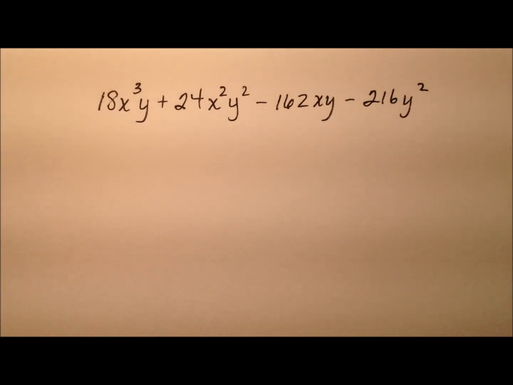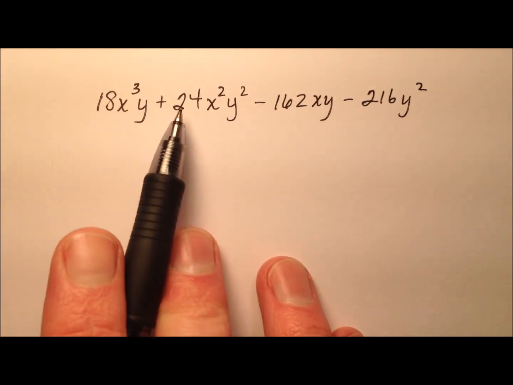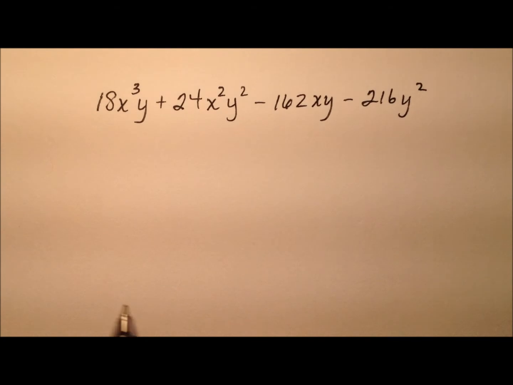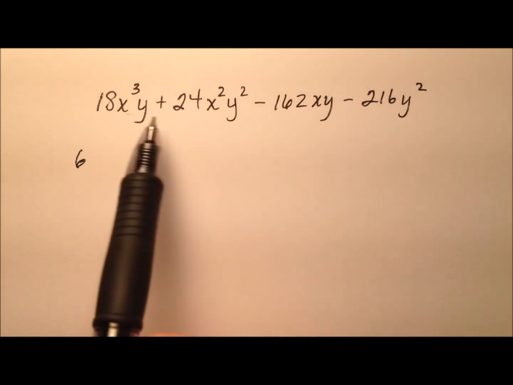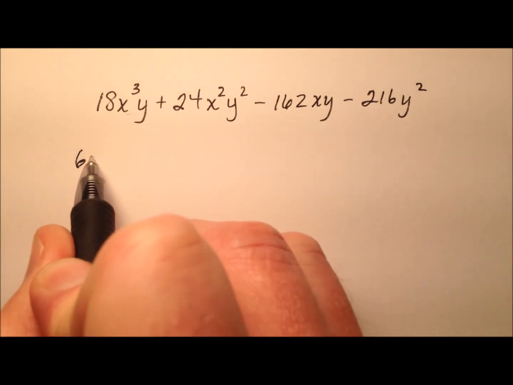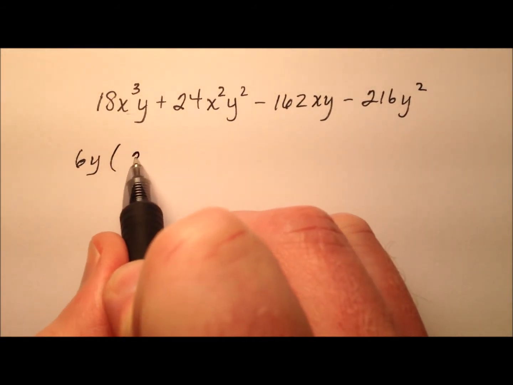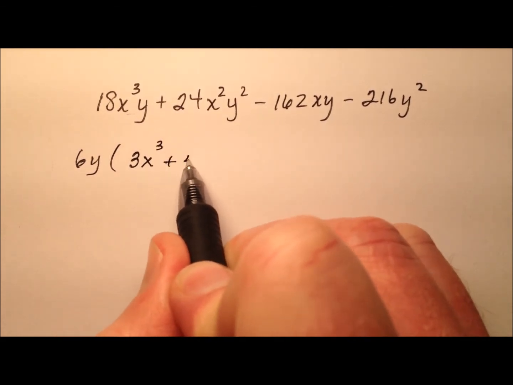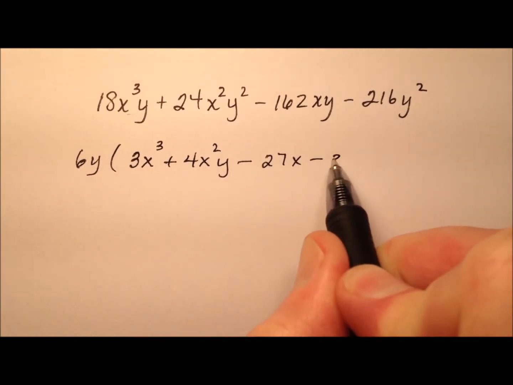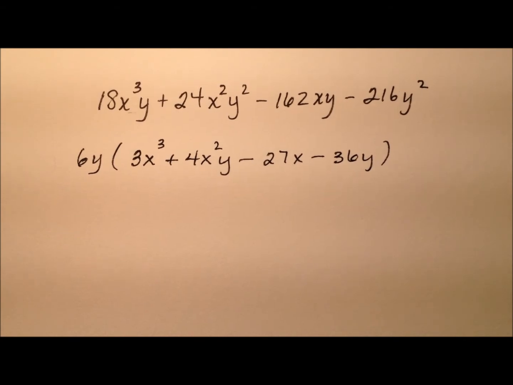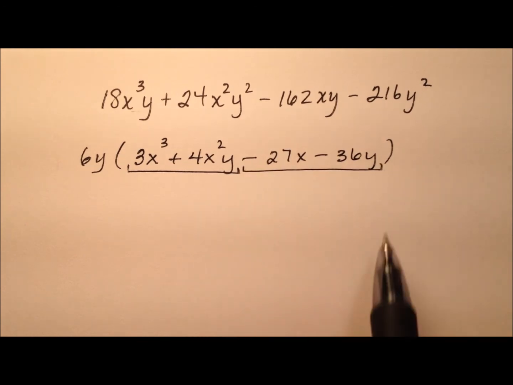In this second example, again, we're going to start by looking to see if there's a greatest common factor. As far as the numbers, 18, 24, 162, and 216, it looks like I can factor a 6 out of there. As far as the variables, there's no x in this last term. There is a y in every term, and y to the first is the smallest. So let's divide a 6y out. When I do that, I have 3x cubed plus 4x squared y minus 27x minus 36y. I have 4 terms here, so I can go ahead and tackle this by grouping.